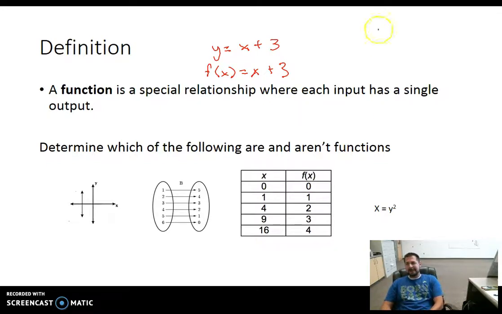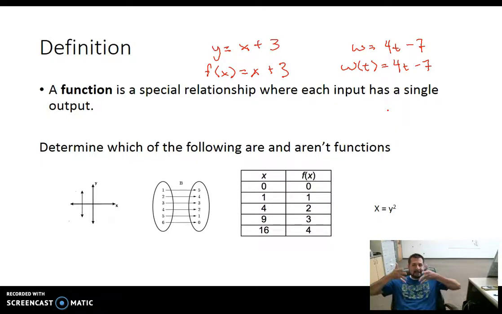Don't get confused. In fact, if I had a different one, let's say I had w equals 4t minus 7. That is a function because I would put numbers in for t and I would get specific w values out. So instead of saying w, I could say w of t equals 4t minus 7. That changes nothing at all. It still means the same thing. It's just saying I know that if I plug in a t value, I'm only going to get one value out. So I look at these examples to determine which are and are not functions.